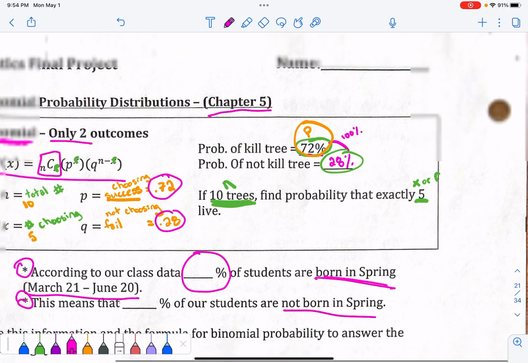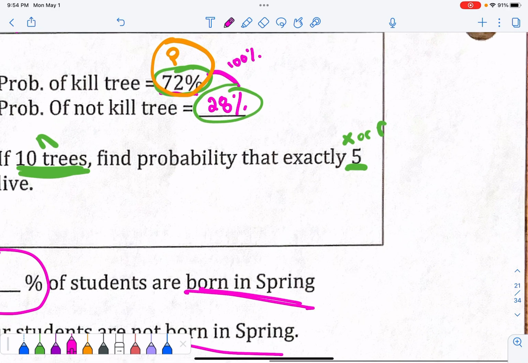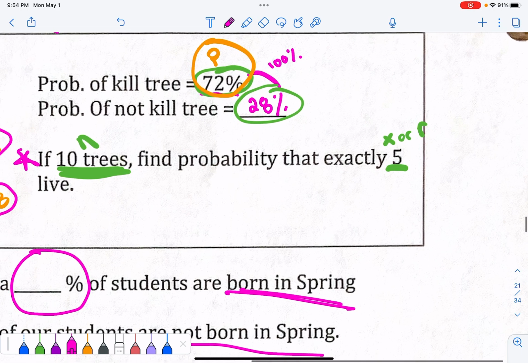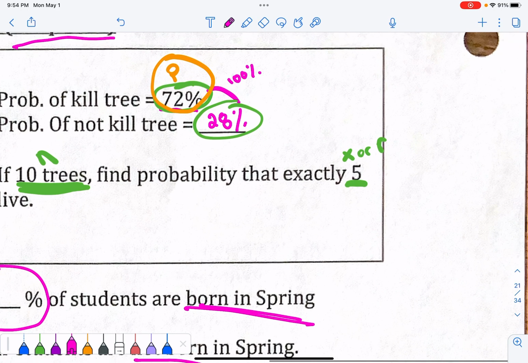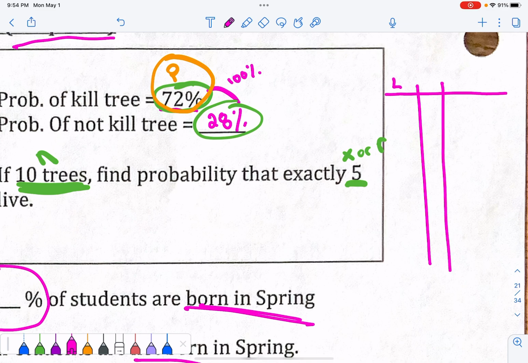Now I'm going to answer this question right here, and then we'll see how this translates. If I have 10 trees total, I'm going to do a little plot off to the side over here. If I have 10 trees total, that means I'm going to say live or die.